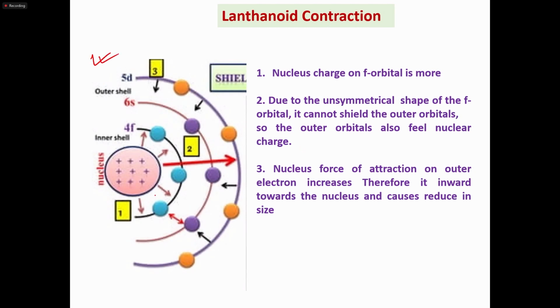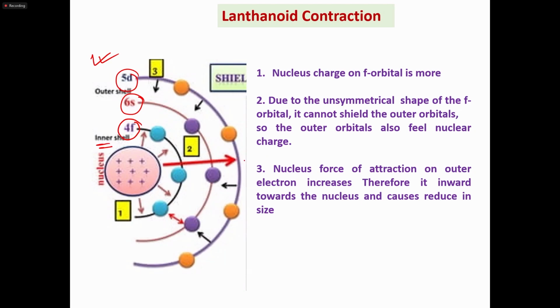Here you can see the nucleus, and this is the 4f orbital. This is the 6s, and this is the 5d. So 5d and 6s are the outer shells, and the 4f orbital is the inner shell.